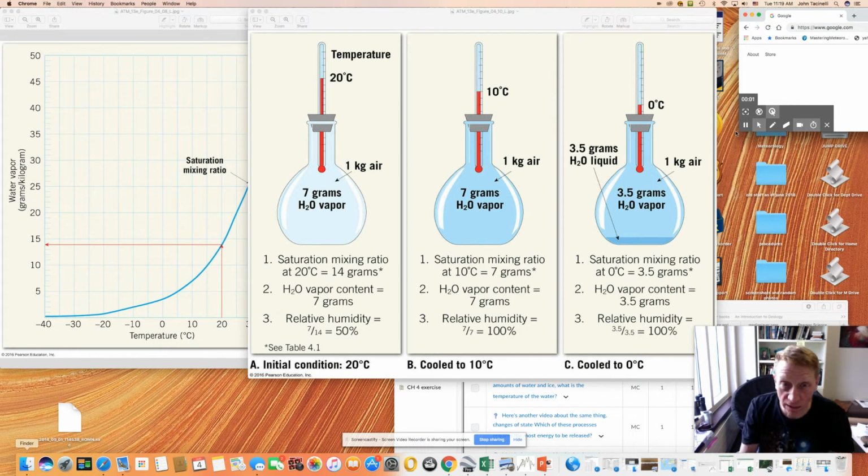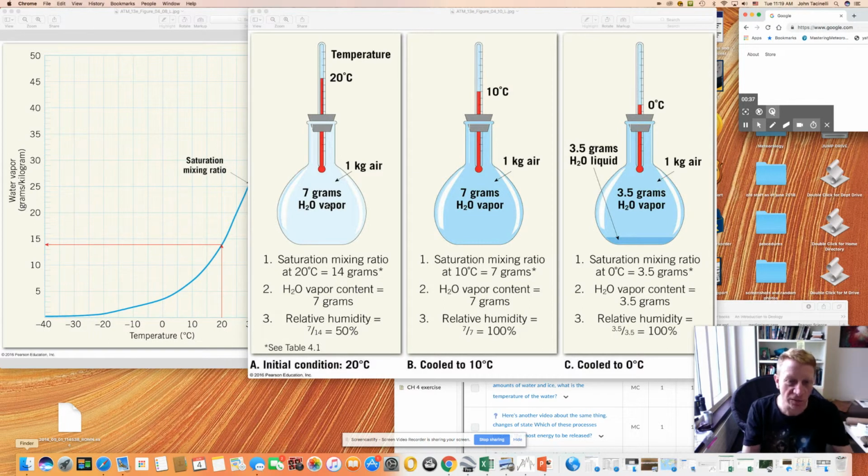Okay, now let's look at dew point temperature, which is really an even better way to measure humidity. The dew point temperature is the temperature you would have to chill the air down to get it to saturate. In the example in the book here, we have a kilogram of air at 20 degrees Celsius, holding 7 grams of water vapor. So the question we have to ask is, at what temperature will 7 be all that it can hold?